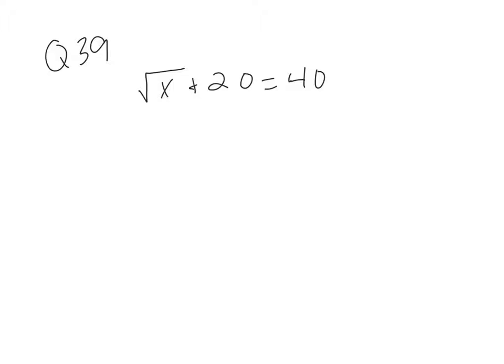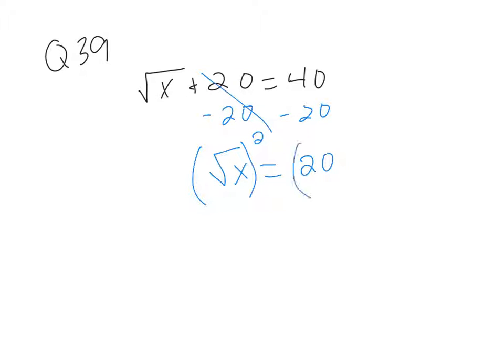Same thing for question 39. We want to get x by itself, so we're going to subtract 20 from both sides. Square root of x equals 40 minus 20, which is 20. To get rid of the square root, we do the opposite by squaring. So we'll cancel out that. X will be left. 20 times 20 is 400.